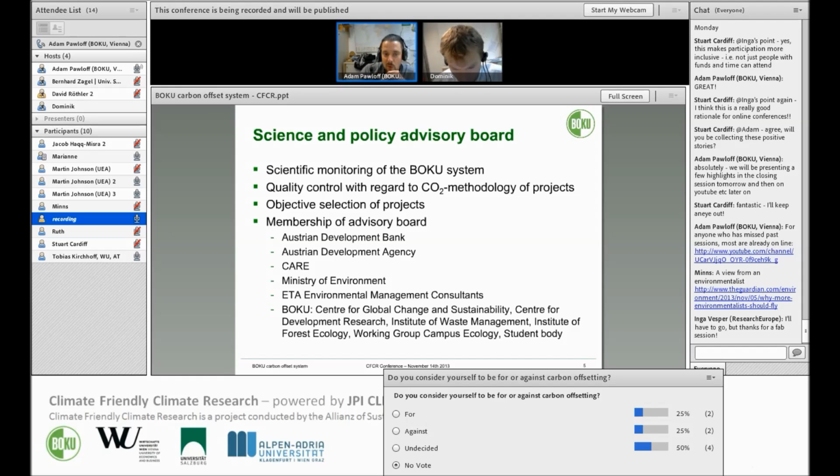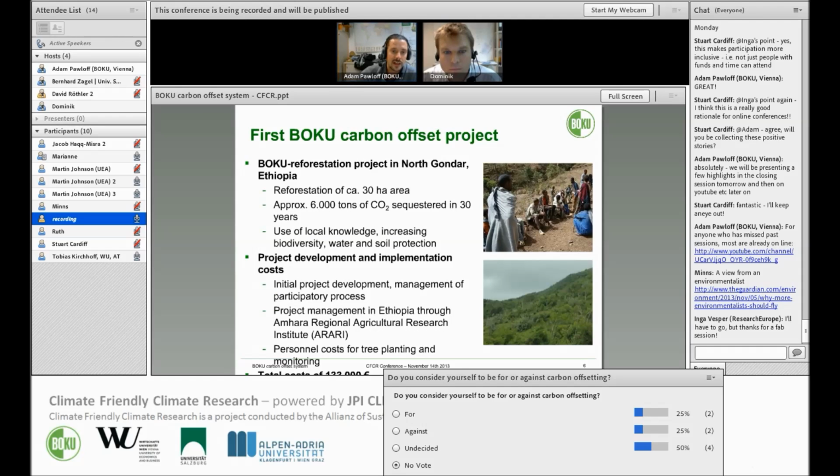To make sure that these criteria are fulfilled, the way we approach the projects is we have a science and policy advisory board, which is made up of individuals from the university themselves, as well as a number of other institutions here in Austria, including the Development Bank, the Development Agency, but also NGOs, the Ministry of Environment, and so on, who on the one hand provide scientific monitoring of the system itself, but also quality control with regard to the CO2 methodology of projects, and also the selection of projects themselves. And I'll hand over to Dominic to go briefly into our first carbon offset project.